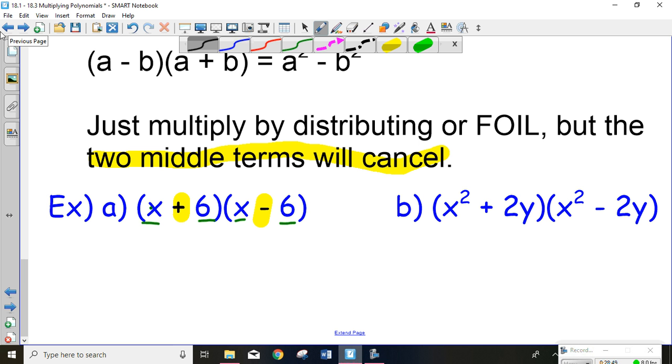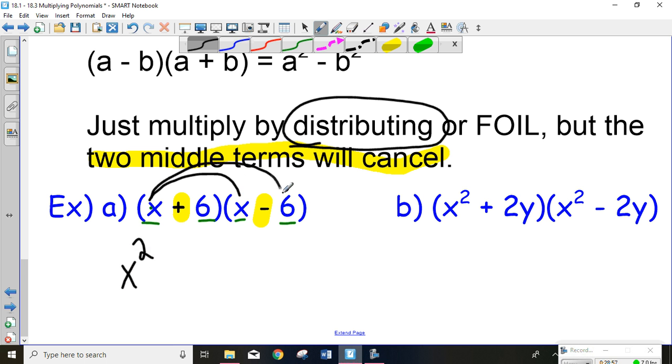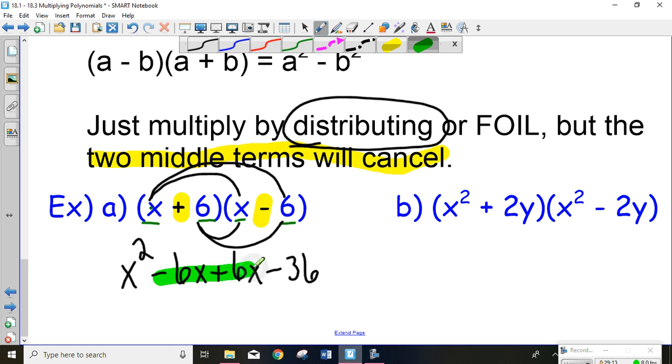But to be honest, this just becomes distributing. Still just distribute. So x times x is x squared. x times negative 6 is negative 6x. 6 times x is a positive 6x. And 6 times negative 6 is a negative 36. So when I go to combine my like terms and I look at this, I say, oh, there's my 6x's. One's a positive 6x, one's a negative 6x. Oh, wait, that means they're going to cancel each other out. That's 0. And so then I'm left with just x squared minus 36 as my answer.